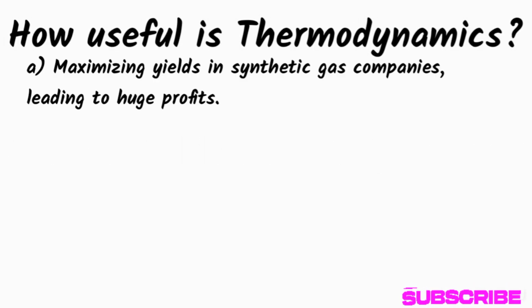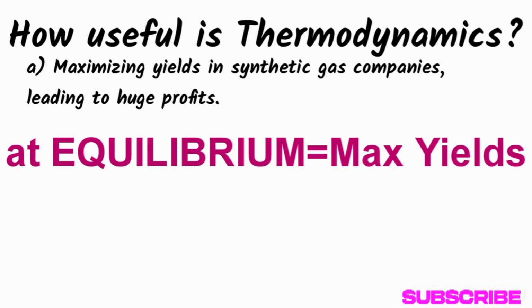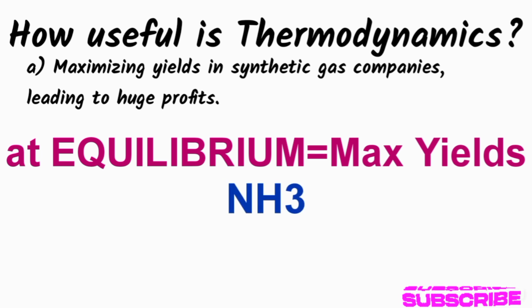A. Maximizing yields in synthetic gas companies, leading to huge profits. In thermodynamics, you learn that when chemical reactions happen at equilibrium, maximum yields are produced, and that is simply how you can boost the production of ammonia gas.